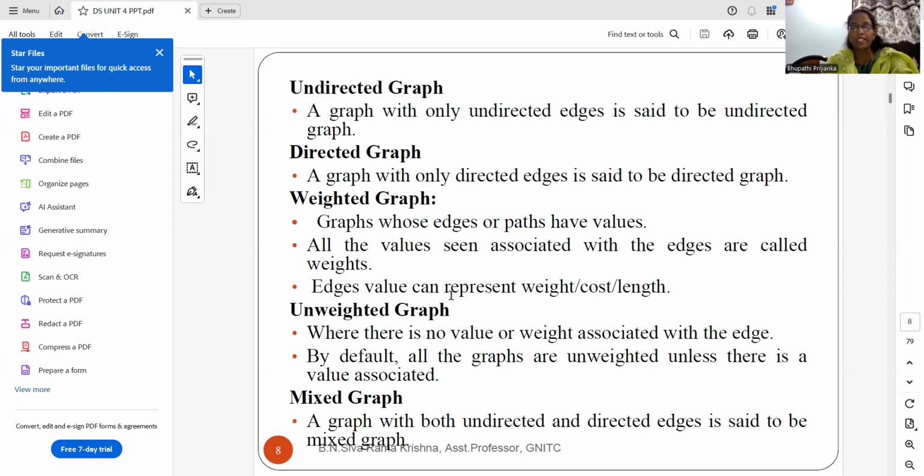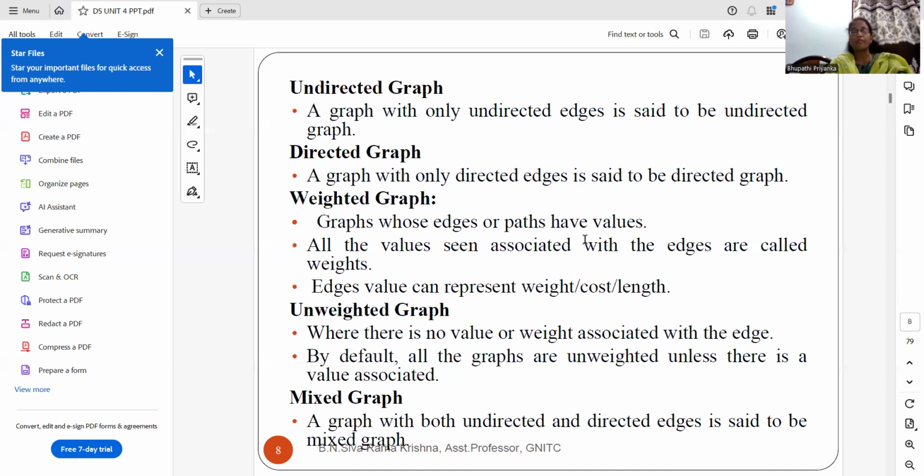Next, directed graph. A graph with only directed edges is said to be a directed graph. Next, weighted graph. Graphs whose edges or paths have values. Means if we mention the values, then it is known as a weighted graph. All the values associated with the edges are called weights. Those costs are called weights.